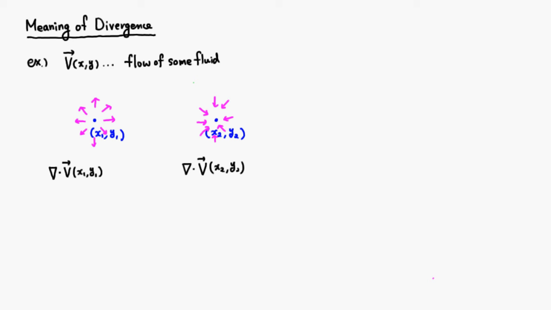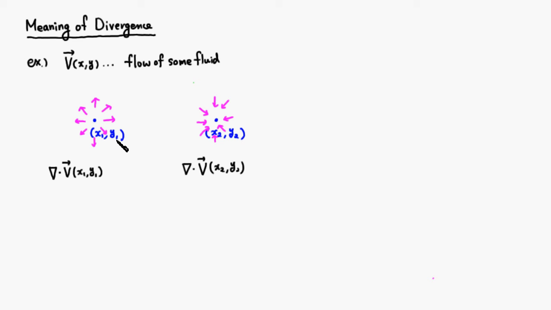All right, let's look at the meaning of divergence. So let's do a two-dimensional case so it's easier to draw a picture. We have a vector function v, and this represents the flow of some sort of fluid. Let's say you have a point x1 comma y1. The flow is basically outward, so this is a source of this flow. And the other point is x2 comma y2, where all the flow is into that point, so this is going to be the sink of the flow.